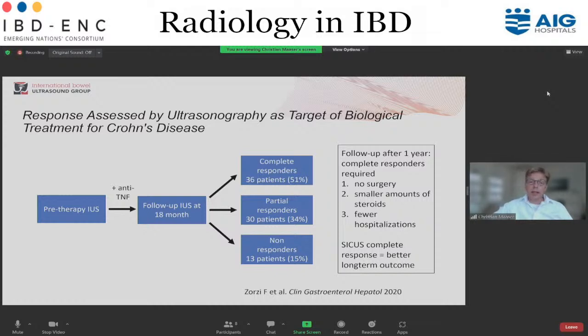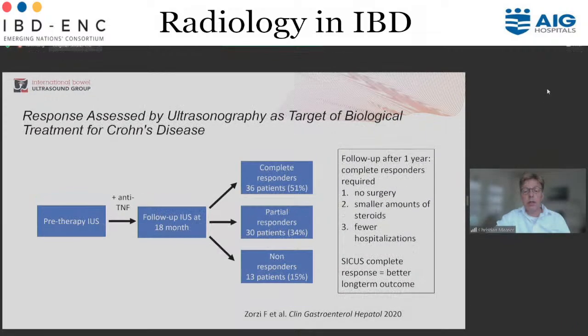And then 1 year later, another investigation of the patients was done. The follow-up after 1 year showed that the ones who were complete responders at this 18-month interval had no surgery, smaller amounts of steroids, and fewer hospitalizations. So this suggests that those patients who show a complete transmural remission have a better long-term outcome.